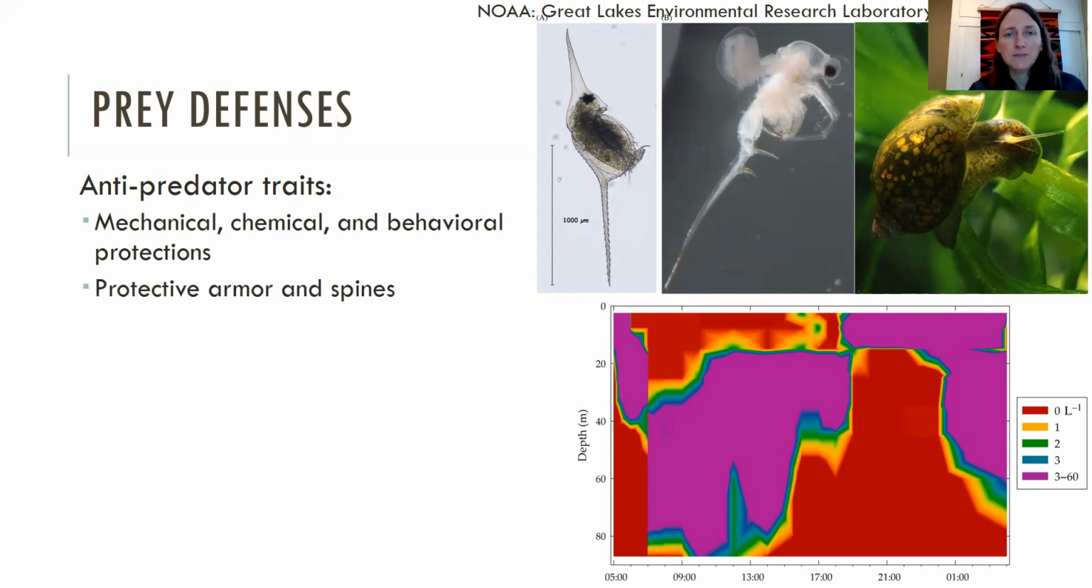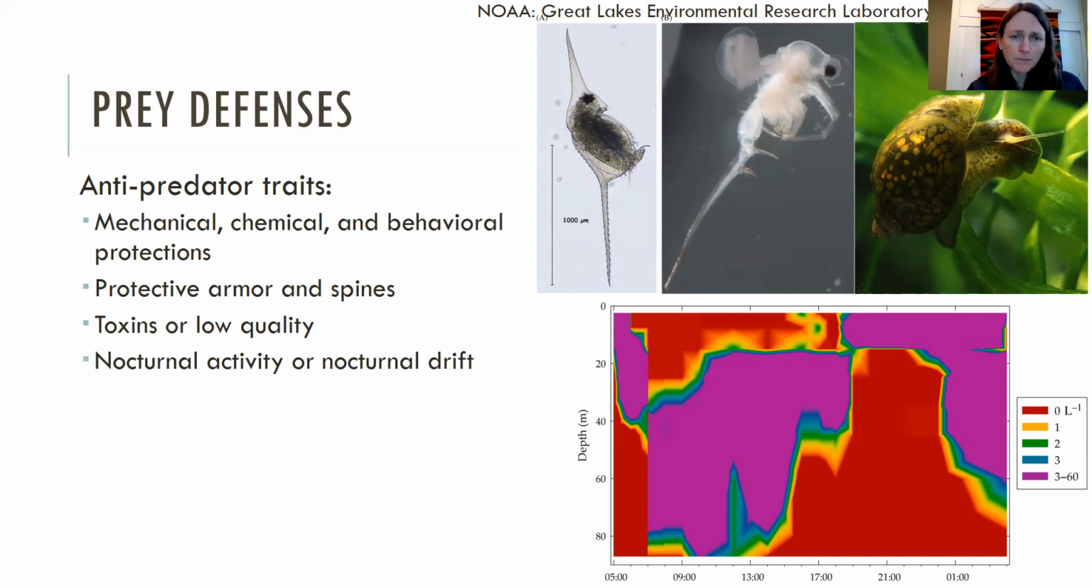So things like protective armor and spines, where there are a lot of predaceous fish, then the zooplankton in the system will grow these long spines like you can see in the pictures. They can produce toxins, so prey might produce toxins, or they might produce just low quality biomass. They can also move around to avoid predators.